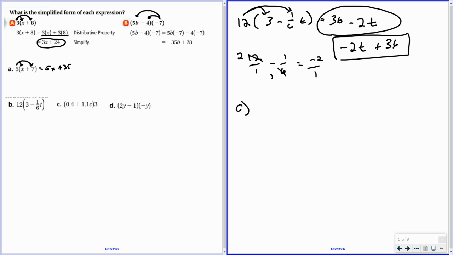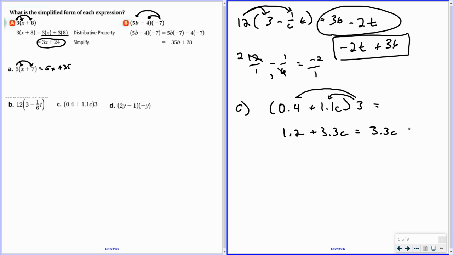So then letter C says we're supposed to put 0.4 plus 1.1c and multiply it by 3. Again, this is the same thing, it's just written backwards. So I'm going to multiply 3 times this. So 3 times 0.4 is 1.2. And 3 times 1.1c is plus 3.3c. Again, this is written backwards, so I probably would take the time to rewrite it and just flip them around.